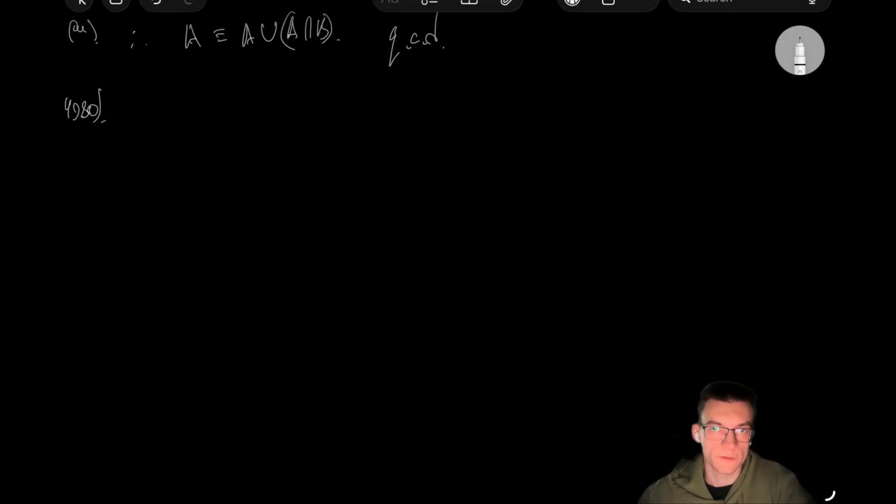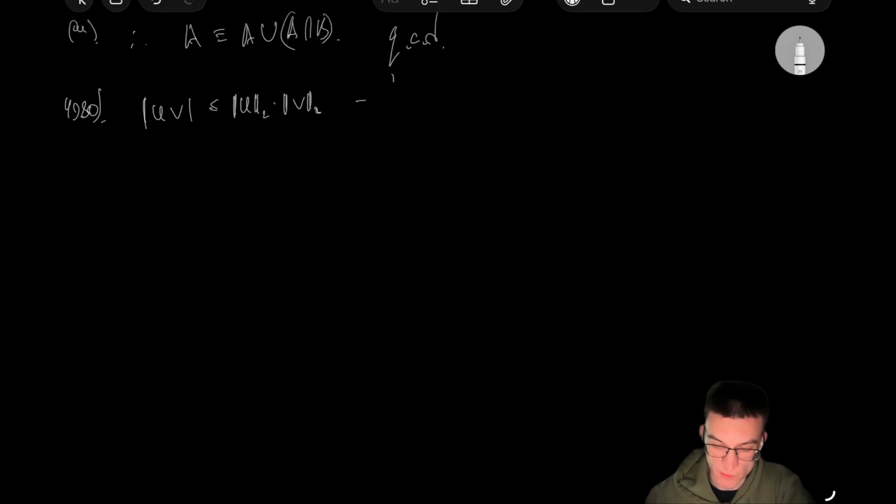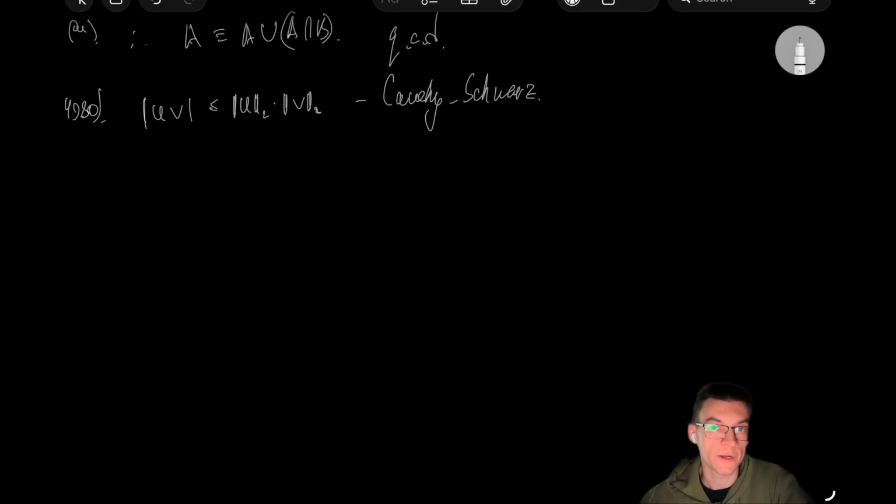Problem 4980. I'm going to prove the Cauchy-Schwarz inequality. The Cauchy-Schwarz inequality states that the absolute value of the scalar product of two vectors is less than or equal to the product of their second norms, vector u and vector v. This is one of the simplest forms of Cauchy-Schwarz, and it's quite useful in linear algebra and in calculus, and it's often used.